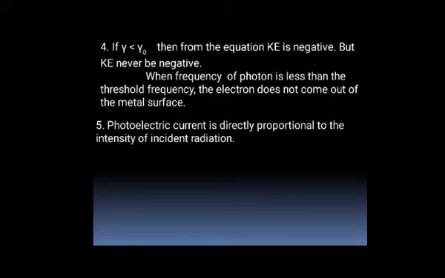If nu is less than nu naught, then from the equation kinetic energy is negative, but kinetic energy can never be negative. So when the frequency of the photon is less than the threshold frequency, the electron does not come out of the metal surface.